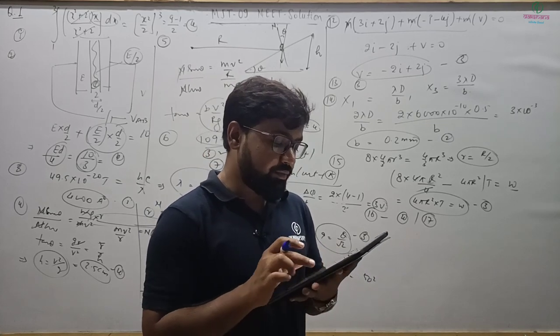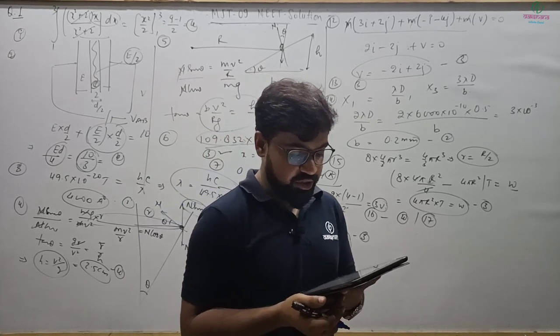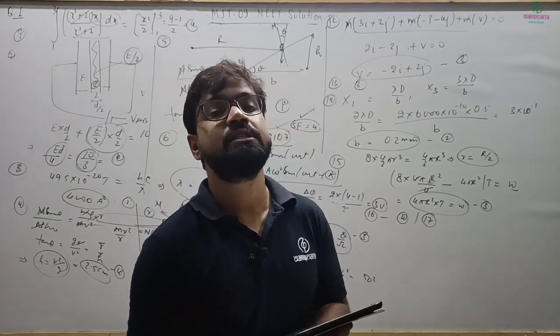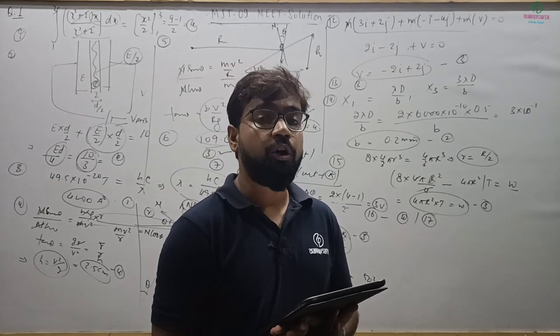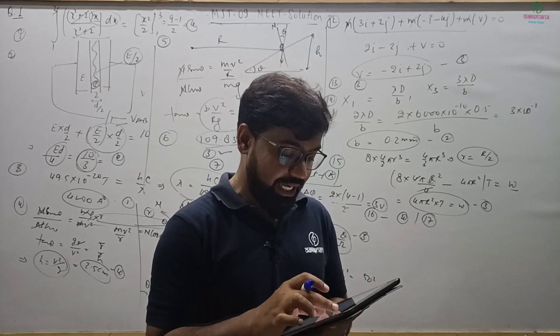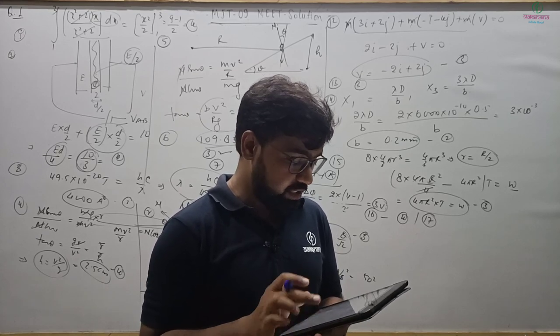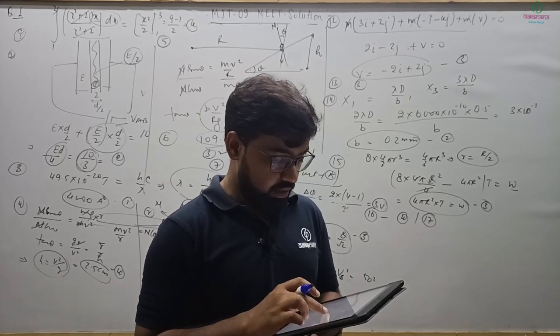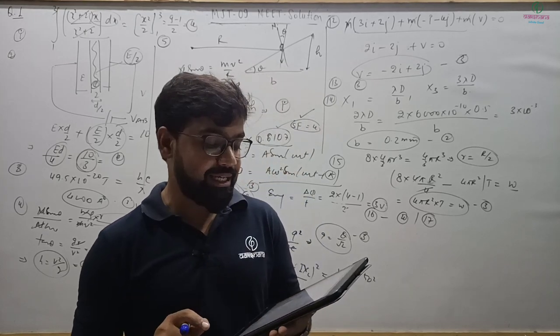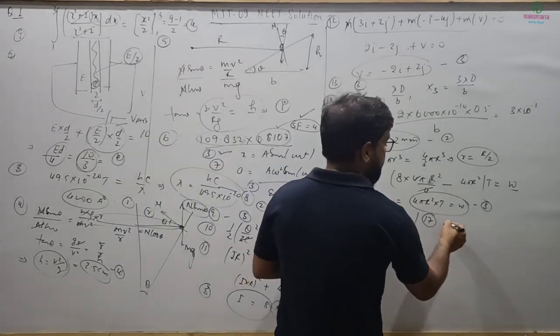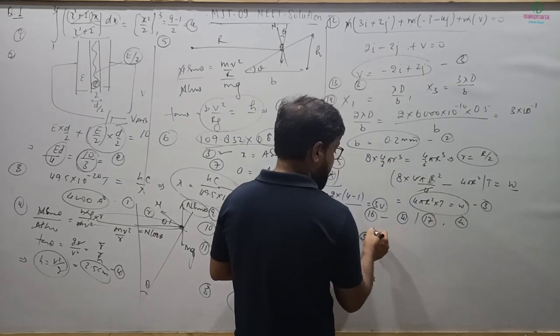The figure shows a sinusoidal wave at a given instant. Which points are in the same phase? In the same phase, the two points must have a least separation of lambda. So we can check: A and B not, B and C not, B and D also not, but C and E you can check, it's exactly lambda, so that will be the answer. Option number 4. Next, question number 18.